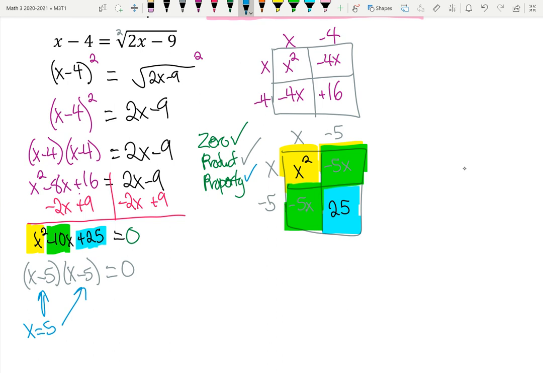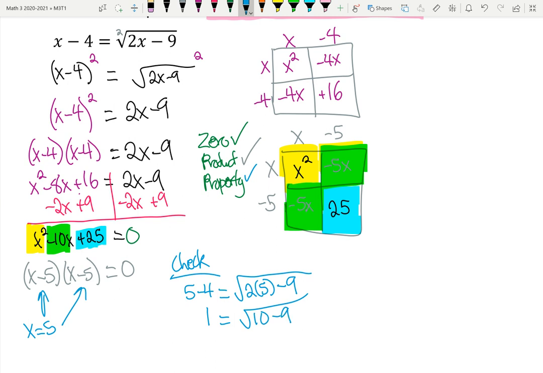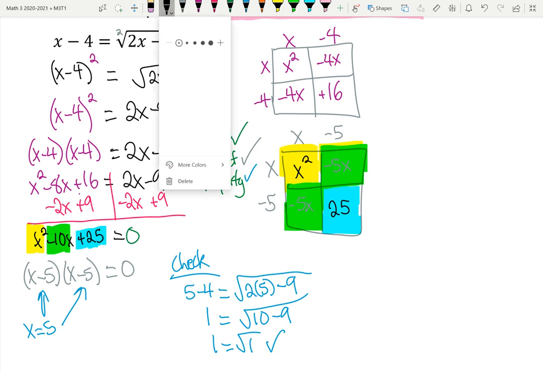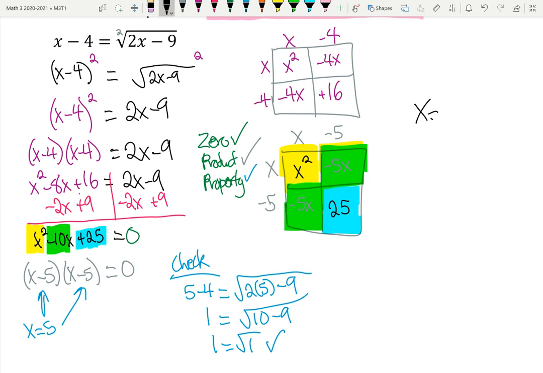My last thing to do is my check. I'm going to plug in my value of 5. So I need to do 5 minus 4 equals the square root of 2 times 5 minus 9. 1 is equal to the square root of 10 minus 9. 1 is equal to the square root of 1. Absolutely. Therefore, my solution for this radical equation is x is equal to 5.